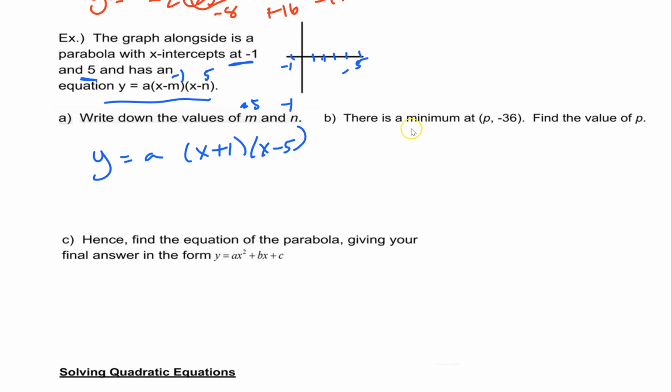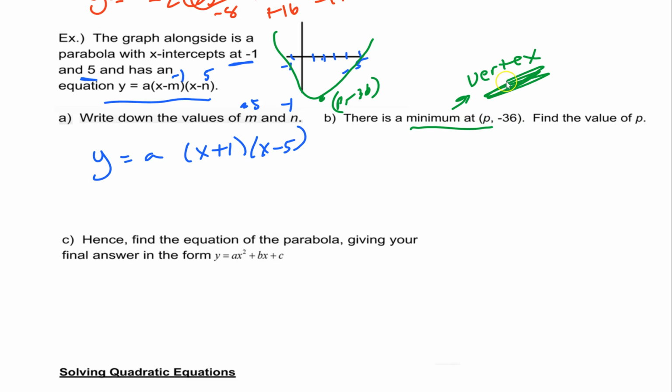So here's the key thing about this. The minimum, so they're saying some value (p, -36). So the minimum is at (p, -36), right? There's p and -36. The key thing is to understand what that is. That's the vertex, right? The min and max only happens at the vertex. So they're saying, hey, the vertex is at (p, -36), find p.